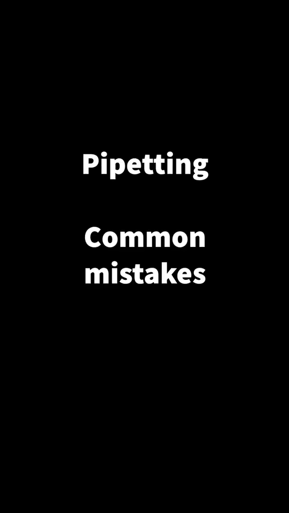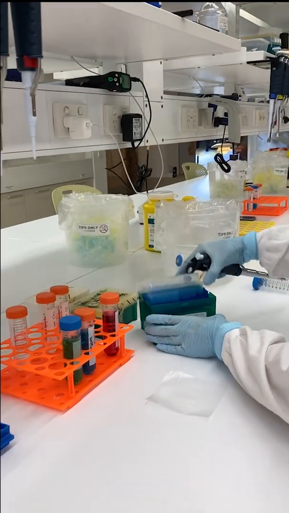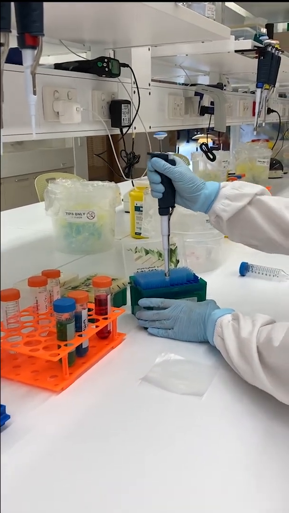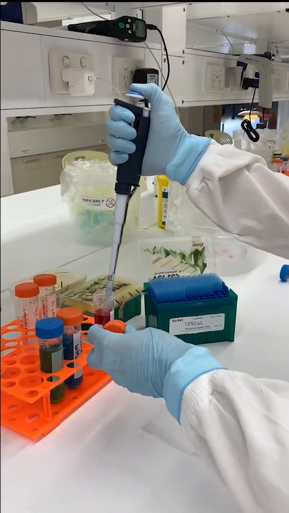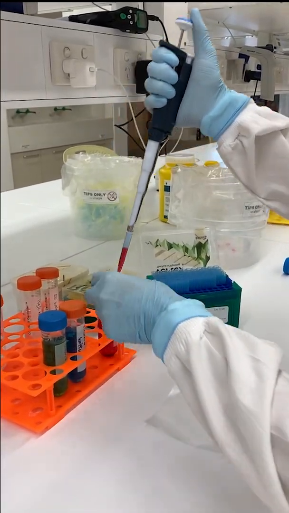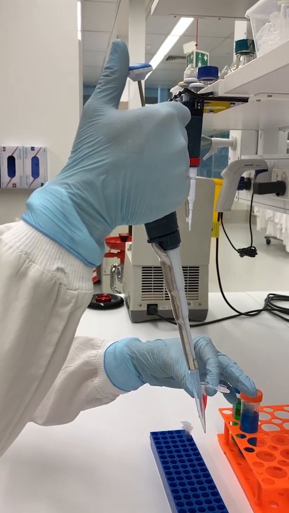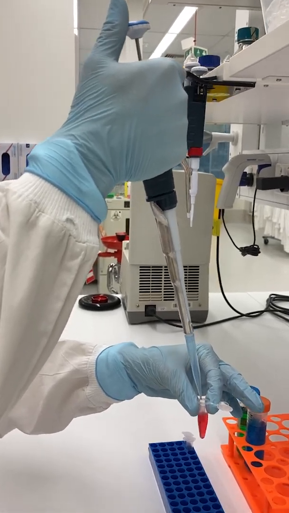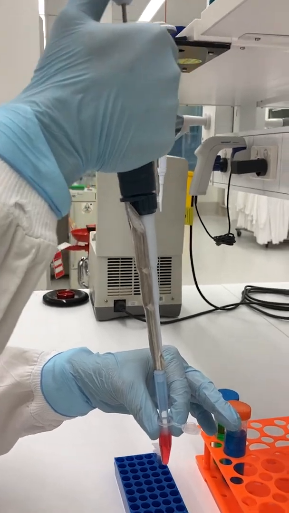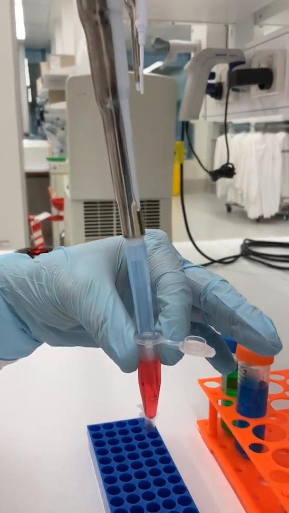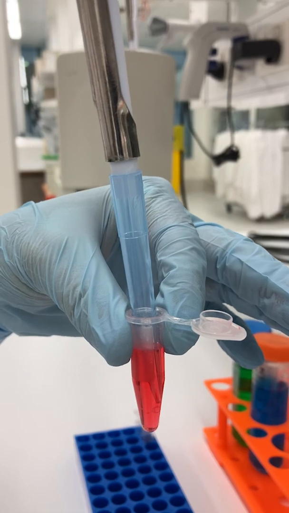It can take time to get used to using a micropipette. Here are some common mistakes to watch out for. When preparing to take up a liquid, be sure to press down the plunger before putting the tip into the liquid. Depressing the plunger after putting the tip in the liquid could contaminate the liquid with expelled air.